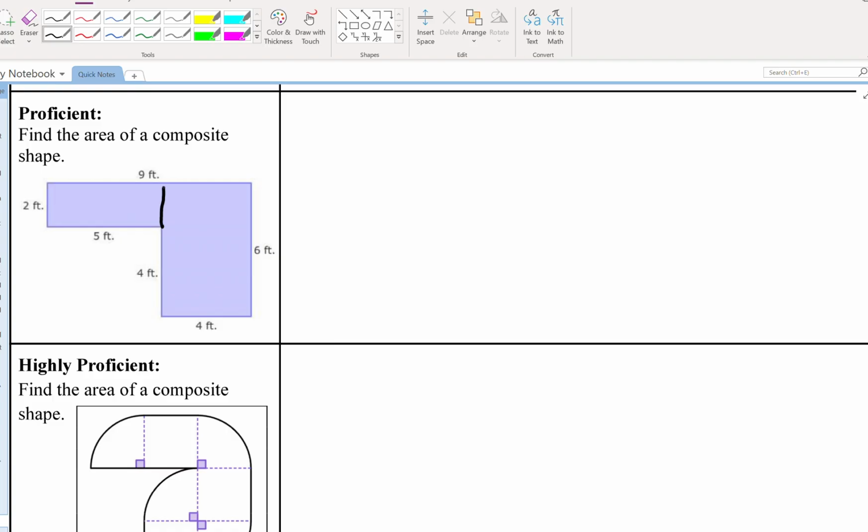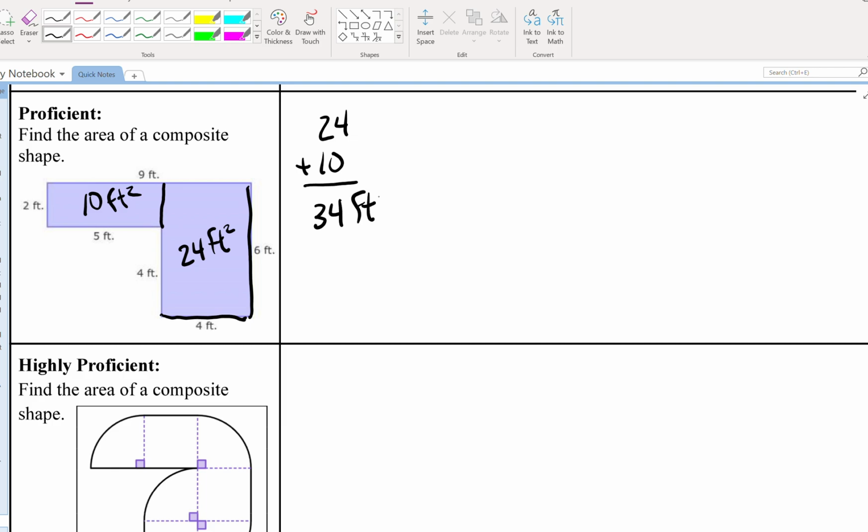I could do it this way, and if I did that, the dimensions of this would be 4 by 6, and 4 times 6 would be 24, and that would be square feet. And then over here, this would be 2 times 5, and that would be 10 square feet. And so we would take that 24 plus the 10, and that would give us 34 square feet. But that's not the only way I could do it.